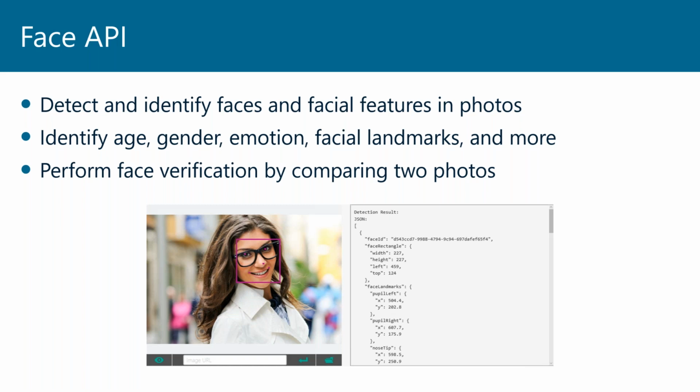Another thing it can do is it can take 2 photos, each with a face, and it can tell you the likelihood that those faces represent the same person. And finally, it allows you to build facial databases.